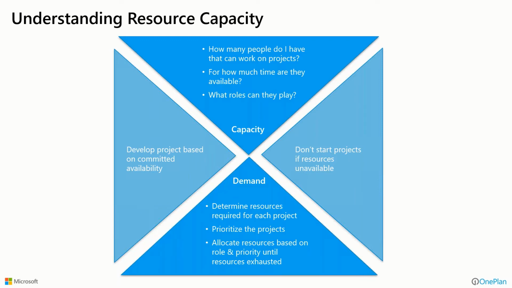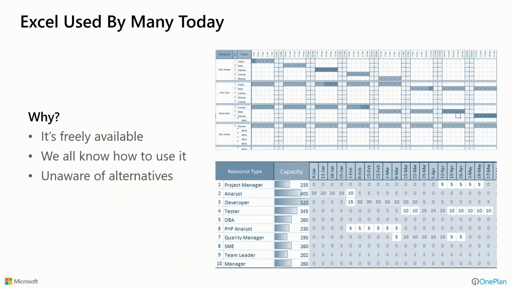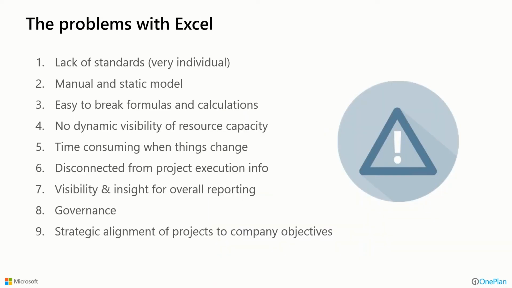Now, a lot of people are trying to do this in Excel today, and they do it because it's freely available. We all know how to use it to a certain degree. And maybe we're using it because we're unaware of or don't have access to alternatives. But there are limitations. It's a very static, manual model. It's very individual and inflexible in the way people do it. You can break formulas and calculations, and there's no dynamic visibility of resource capacity versus demand. And it's very time consuming when things change because you have to change things line by line, cell by cell.